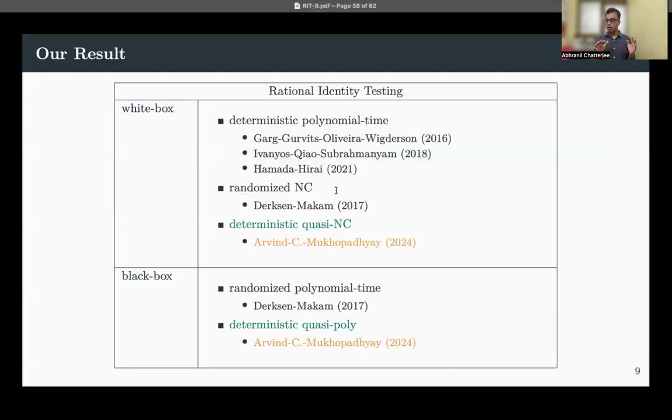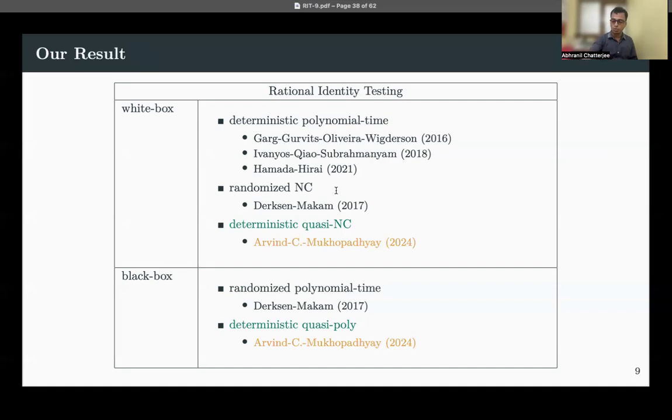So where exactly does our result fit? In the white box case, we actually improve the parallel complexity of the rational identity testing problem. From randomized NC, we de-randomize it, and we obtain the first deterministic quasi-NC algorithm. Whereas in the black box case, we obtain a deterministic quasi-polynomial time algorithm. However, it is important to note that our result only holds for rational identity testing. It doesn't hold for non-commutative singular.